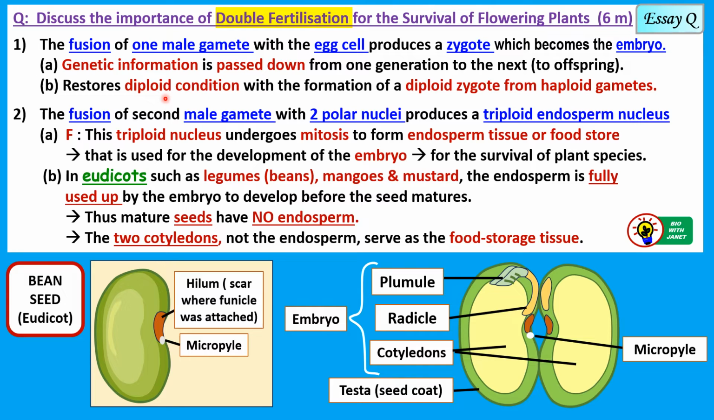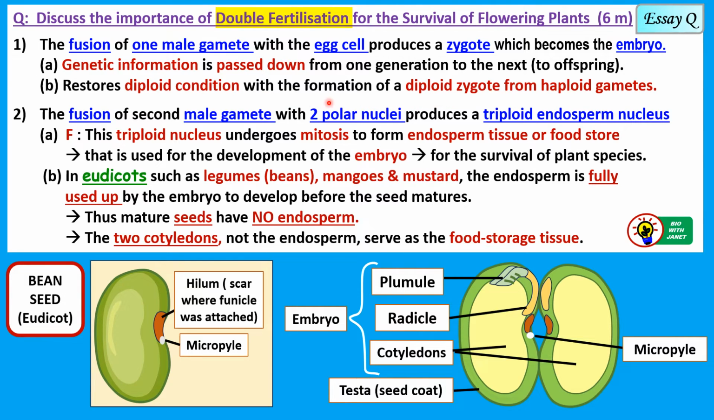Next, the fusion of the male gamete and the egg cell to form the diploid zygote will restore the diploid condition, with the formation of a diploid zygote from haploid gametes. Okay, so the haploid gametes are formed through meiosis, and they have only one set of chromosomes each. So when two haploid gametes fuse together, then the diploid condition is restored in the diploid zygote.